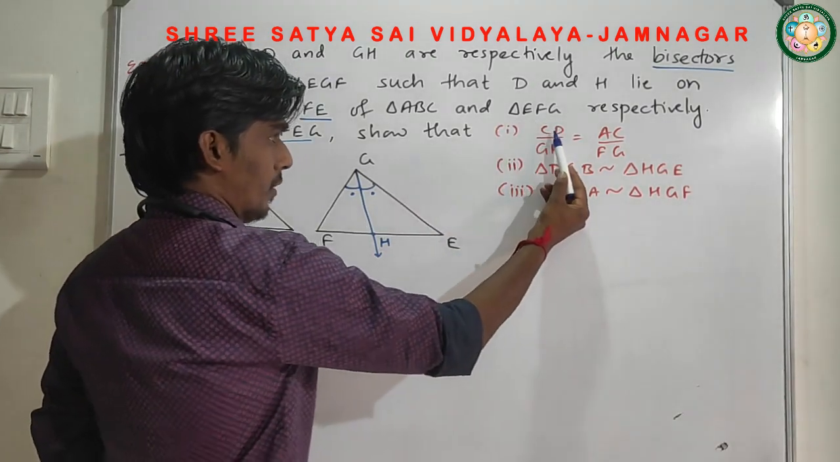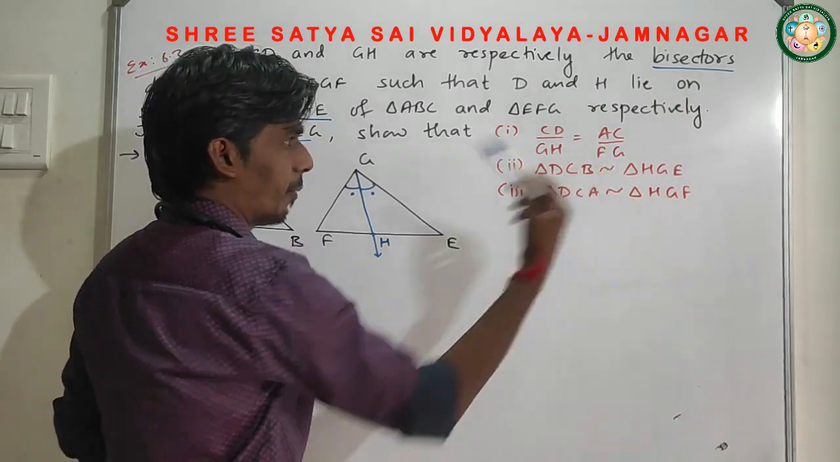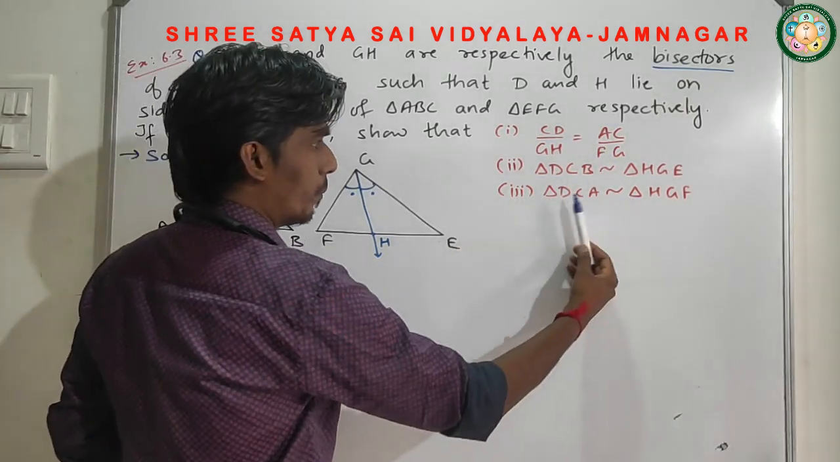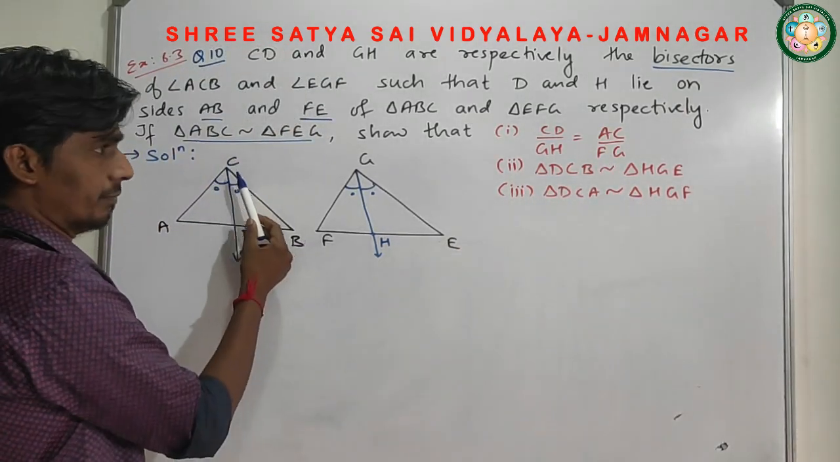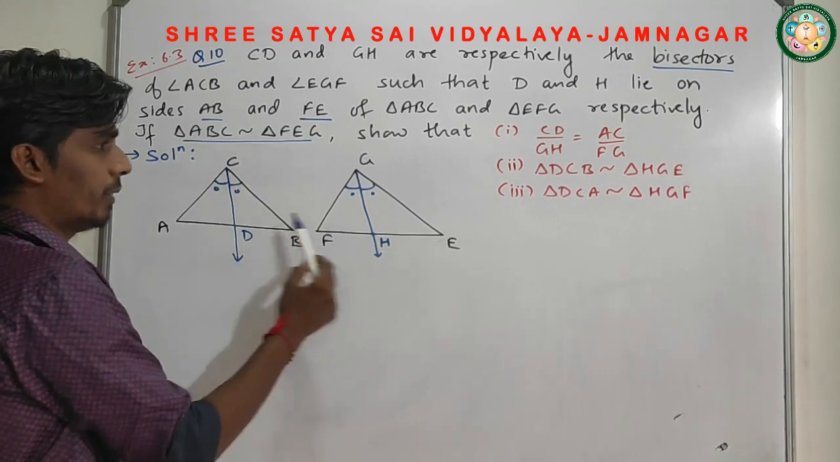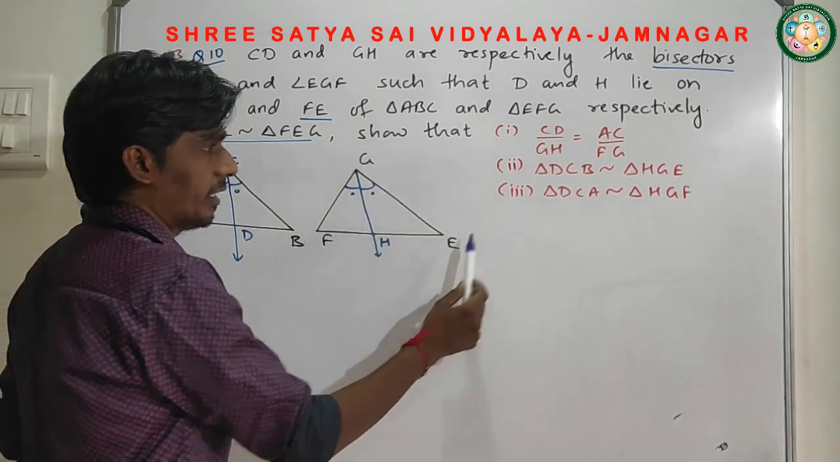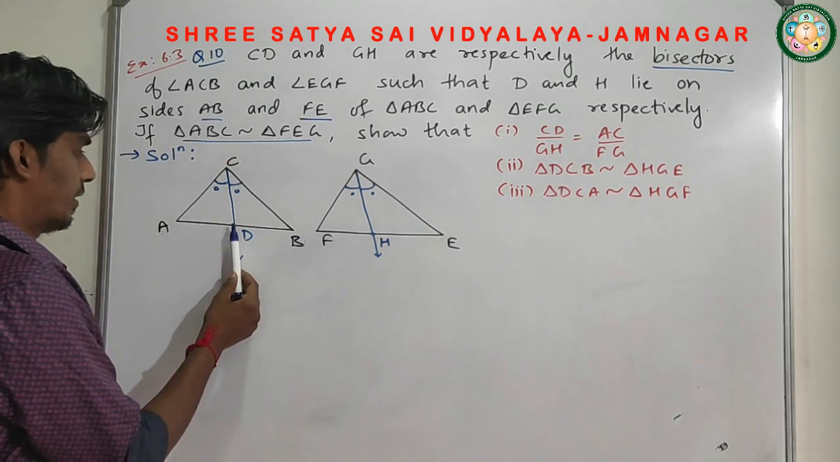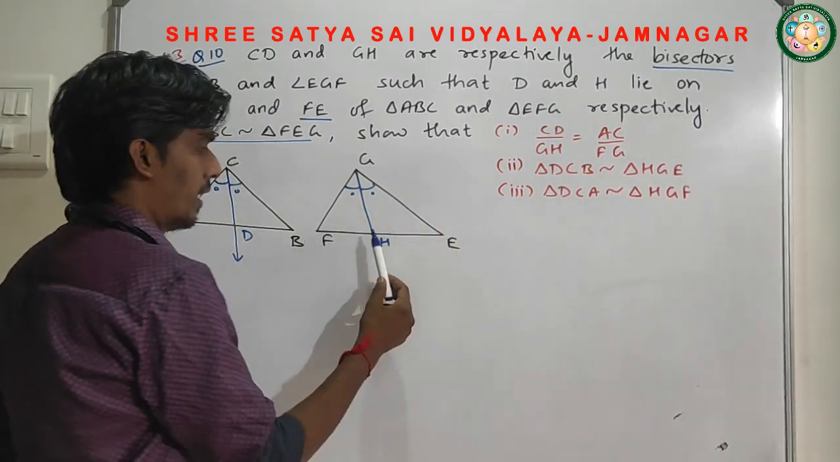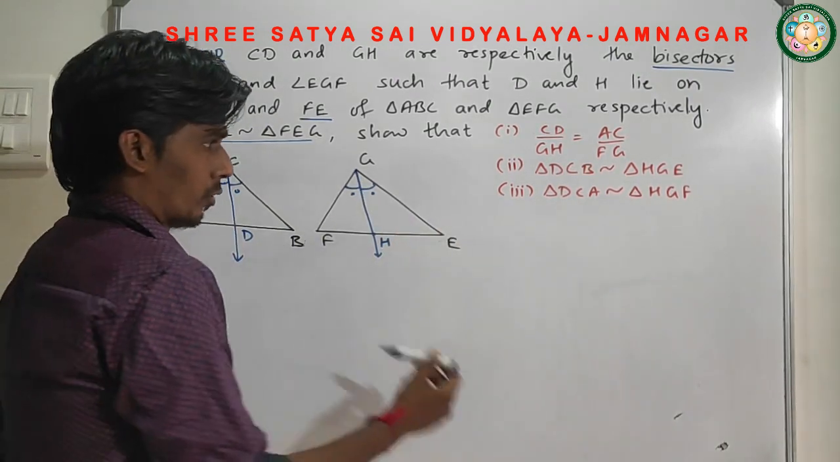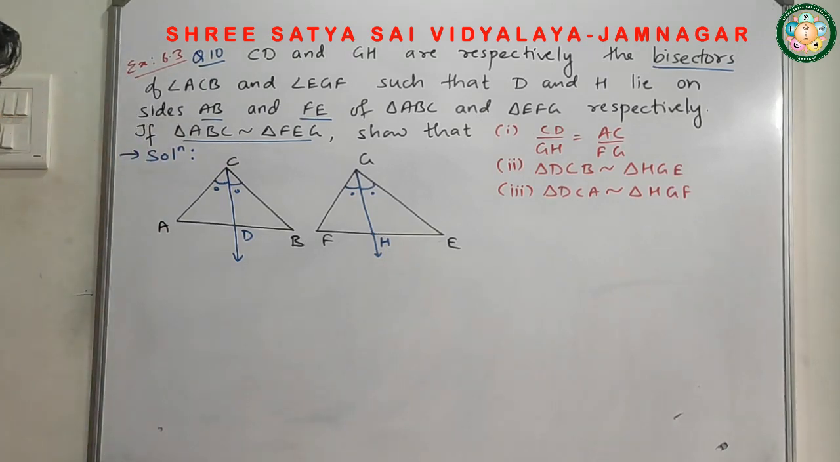Then we have to prove these three conditions. First of all, CD upon GH is equal to AC upon FG. Then we have to prove that angle DCB is equal to angle HGE, and angle DCA is equal to angle HGF. So let's start proving this. How are we going to prove it?